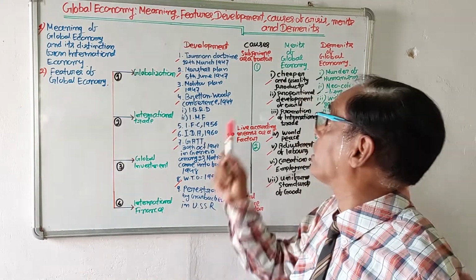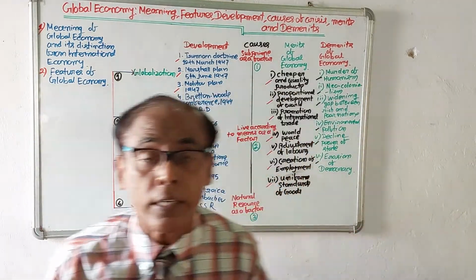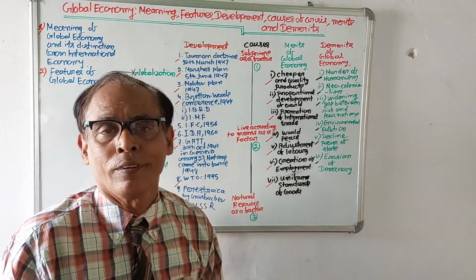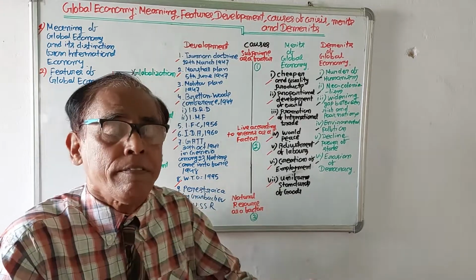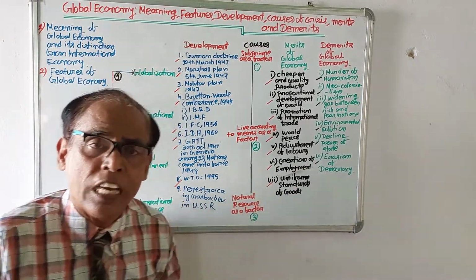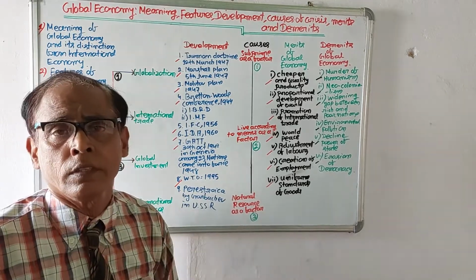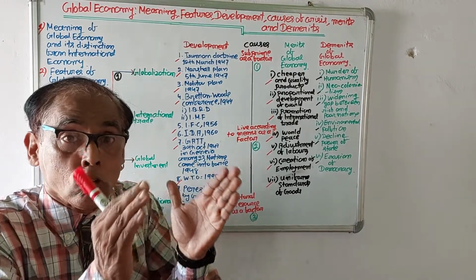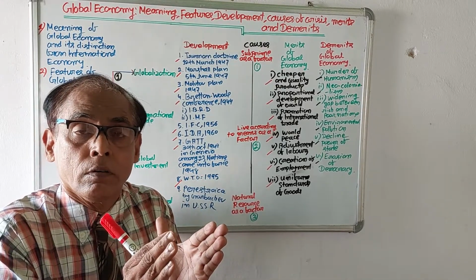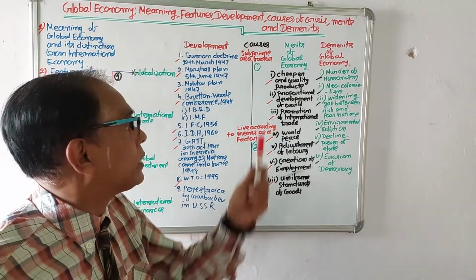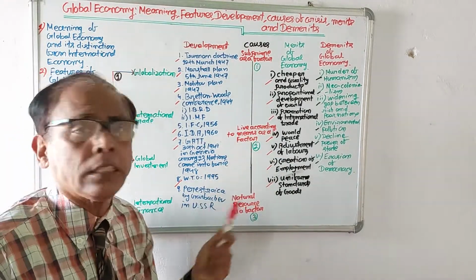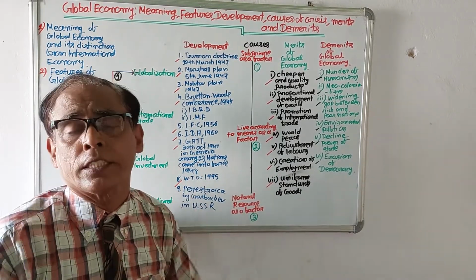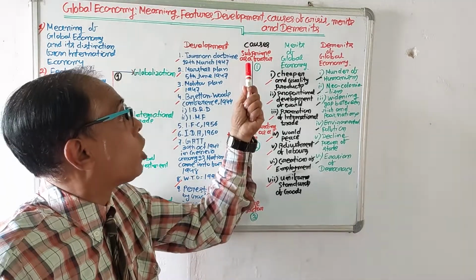Okay, viewers, now let us discuss what are the causes of the global economic crisis. Just like every individual faces some crisis, every organization faces some crisis. Sometimes the global economy also faces some crisis. And there are three main reasons for the crisis of the global economy. The first reason for the crisis in the global economy is the subprime factor.